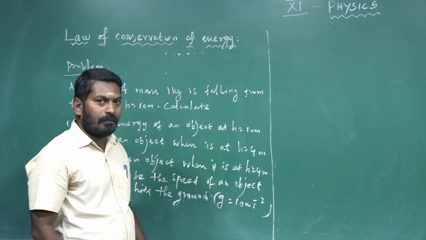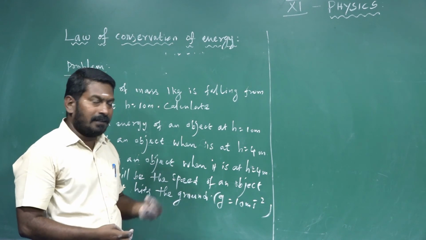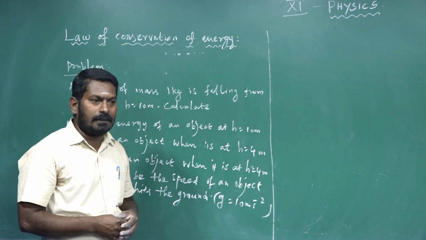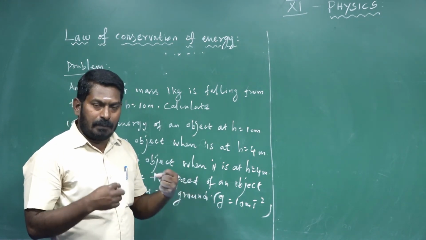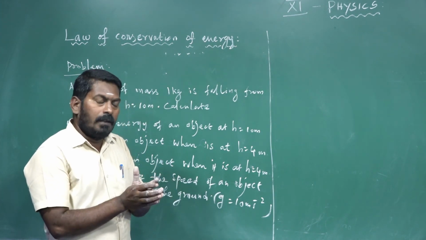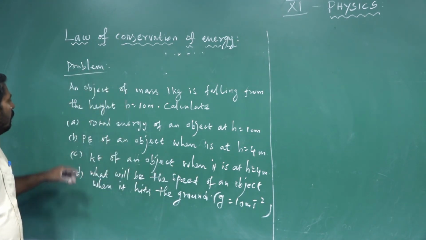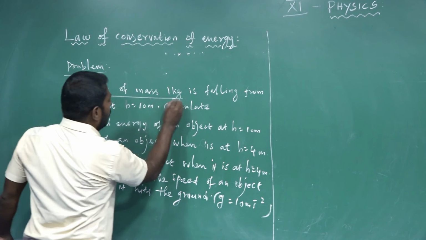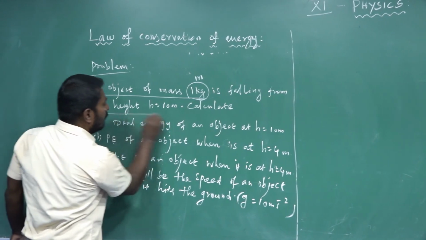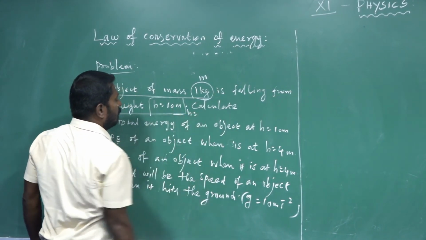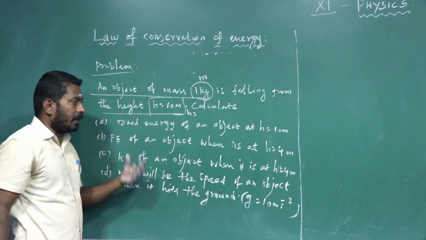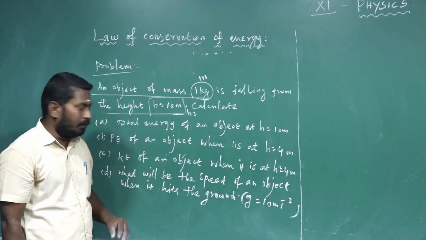So dear students, now we see one problem on the basis of the law of conservation of energy. You know the law of conservation of energy: energy can neither be created nor destroyed, but one kind of energy is transferred to another kind of energy in equal amount. See the problem. An object of mass 1 kg is falling from a height h equal to 10 meter. Calculate the total energy of the object at a height h equal to 10 meter.